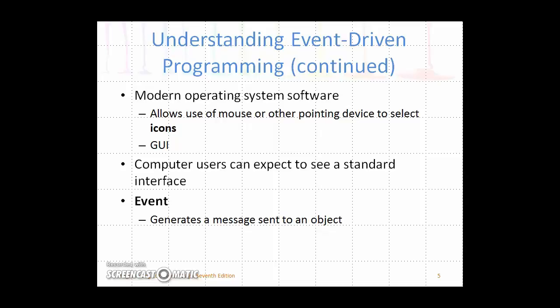You were introduced to GUIs with its icons in Chapter 1. Computer users can actually expect to see a standard interface in GUI programs. Users select options from menus and click buttons to make preferences known. Now, performing an operation on an icon is called an event. You're generating a message sent to the object, which is the icon, by clicking and dragging.